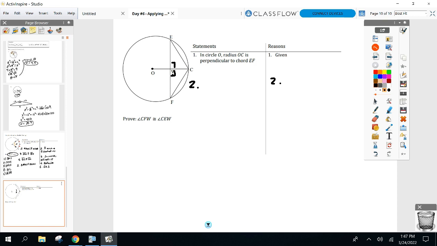Here's the thing I'm going to get fired up about. In step 2, we cannot say EW congruent to WF because a diameter bisects the chord. We can't say that. What's the theorem say? The theorem says if a diameter is perpendicular to a chord, what happens to the chord? It gets bisected. Does the theorem say the two little pieces are equal? No, it doesn't. It says that OC bisects EF. I cannot say the two segments are equal based on that theorem.